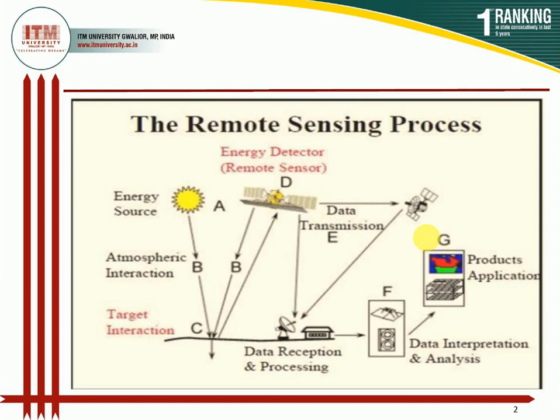In the remote sensing process, there are two types of energy source. One is the natural one, and the second one is the artificial one. The electromagnetic radiation enters the surface, gets incident on a particular object, and is reflected back from the surface of that object, which is captured by the satellite which revolves around the earth's orbit.